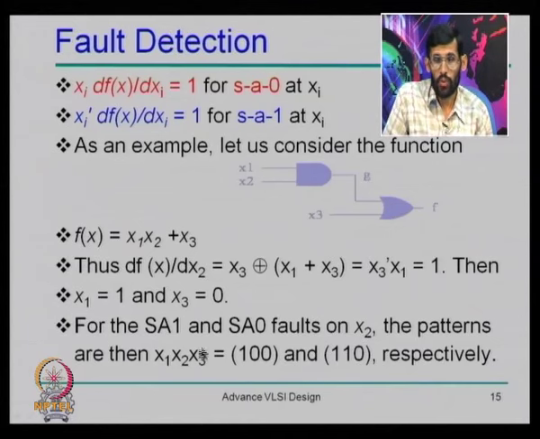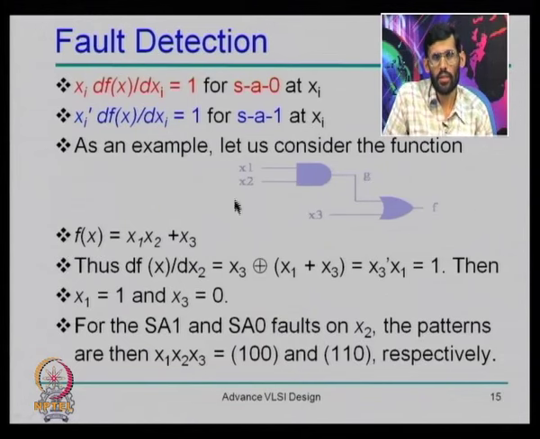Now if you want to generate a test for x 2 stuck at 1, in that case x 2 must be 0, right. So now x 1 must be 1, x 2 must be 0 and x 3 must be 0, right. This gives you the detection condition for stuck at 1 fault at line x 2. Now, for the stuck at 0 fault, x 1 must be 1, x 2 should be the opposite value. So that means that should be 1 and x 3 must be 0. So this is the detection criteria.